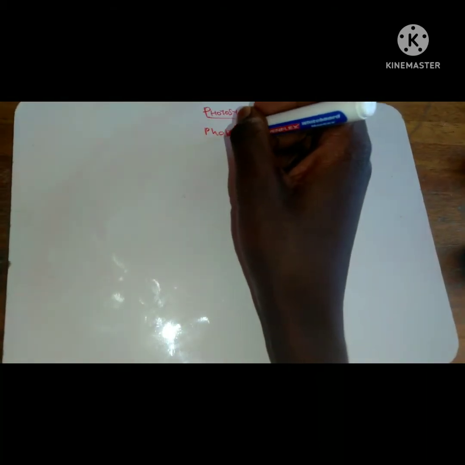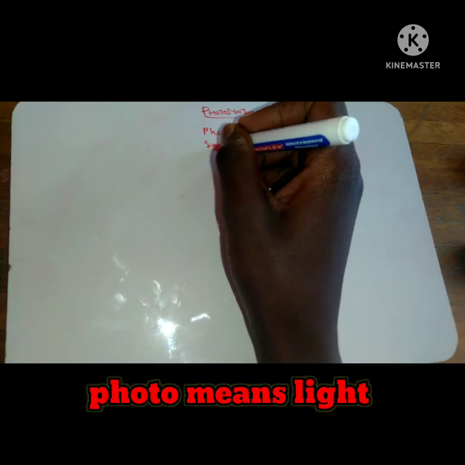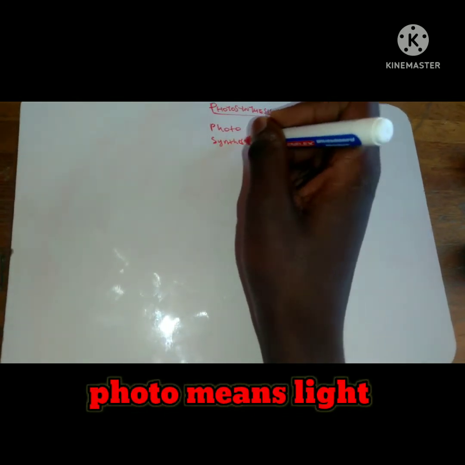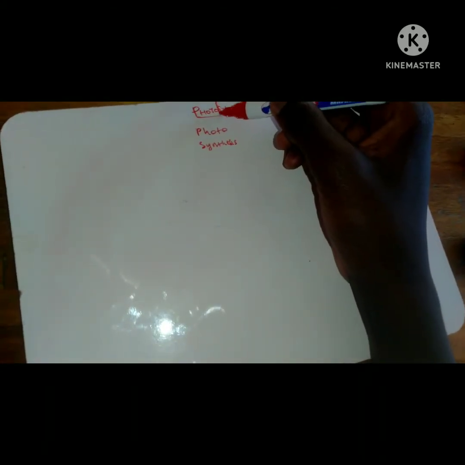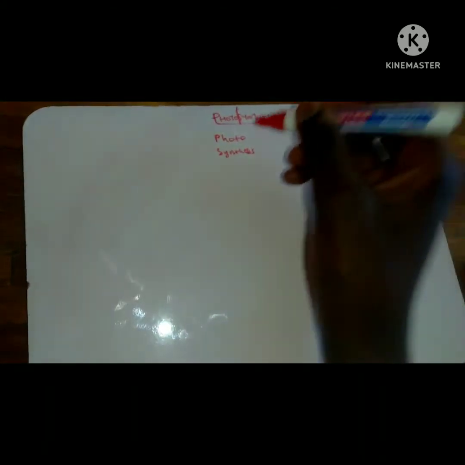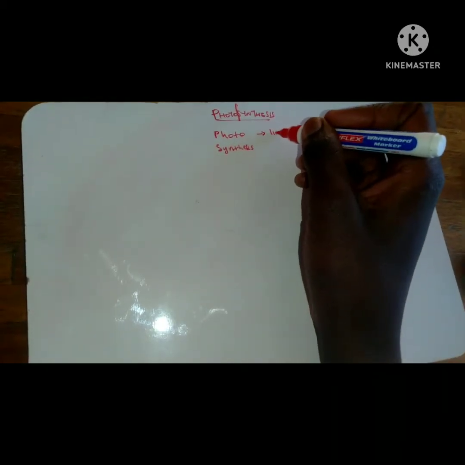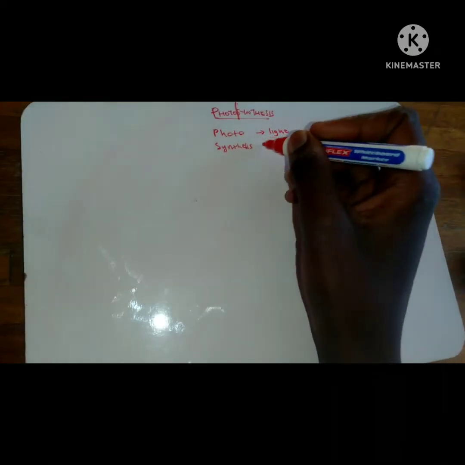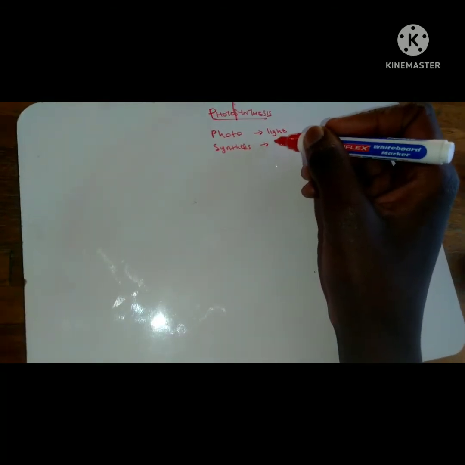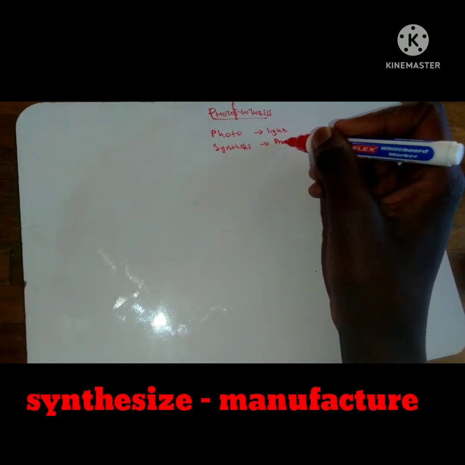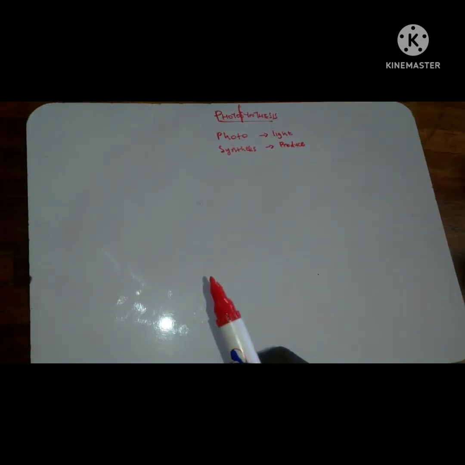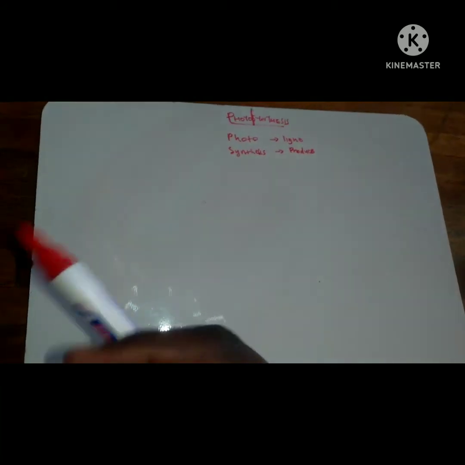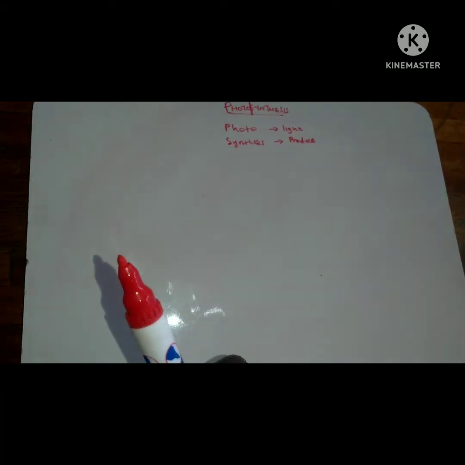It's photo and synthesis. Here we just separated this into two parts. Therefore, photo just means light. Synthesis means producing something. To synthesize something is to produce something. So this is the use of light to produce something. But then what is that something? Stay tuned for the video.